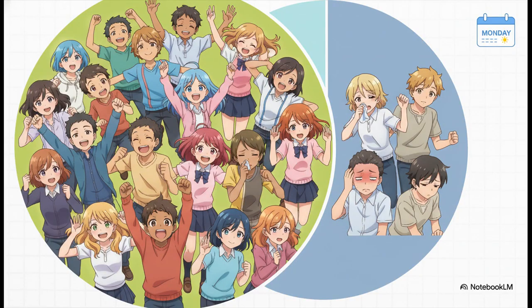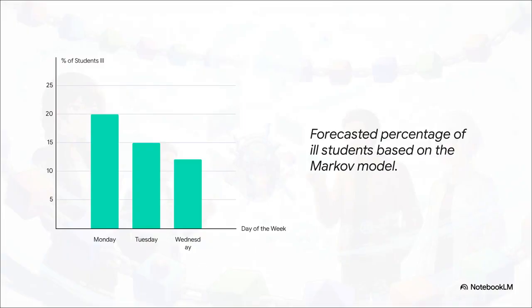So here's our starting point. It's Monday, and we know that 20% of the students are ill. That means our initial state vector is 0.8, 0.2, representing 80% of students in the healthy state and 20% in the ill state. So what does our model forecast? Well, starting with that 20% illness rate on Monday, the prediction is that it will drop to 15% on Tuesday. Then it's expected to drop again to just over 12% by Wednesday. You can see on the chart how the trend becomes incredibly clear.